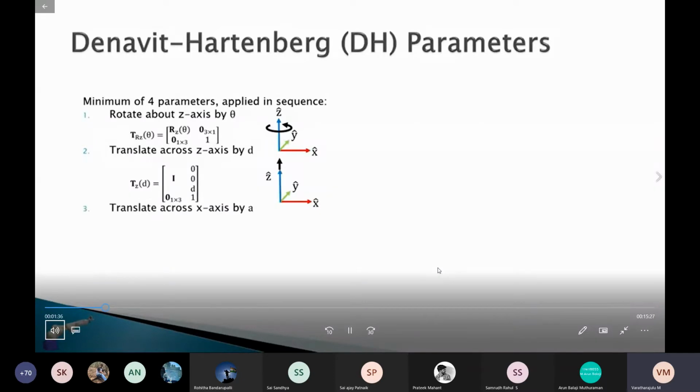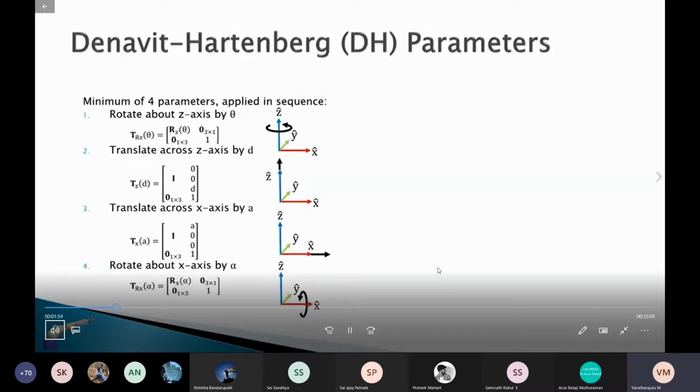The third one, we translate across x by variable a. So in our third transform, the x translation component is given by a. And then lastly, we rotate about the x-axis by alpha. So in our last transform, we have rotation about x by angle alpha.